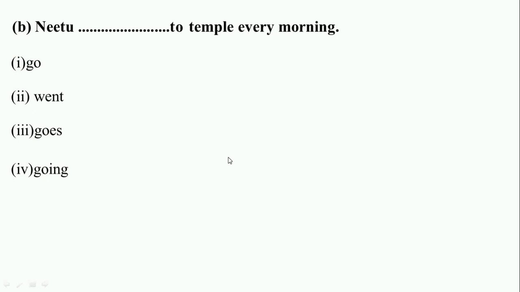Next is Neetu dash to temple every morning. Options are go, went, goes, or going. The correct option is goes. Now C part is they are dash a song. Your options are sing, sings, singing, or sang. The correct option is singing.